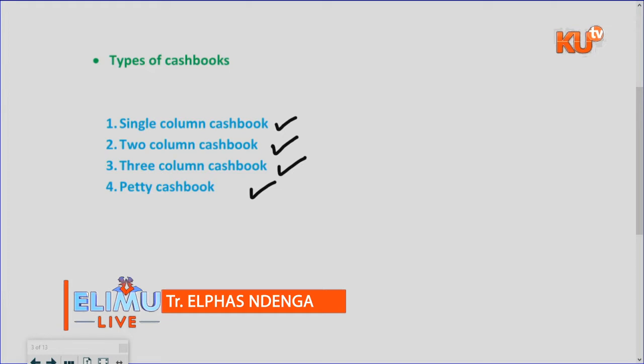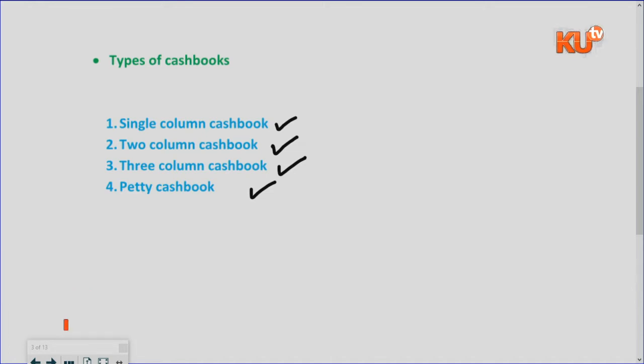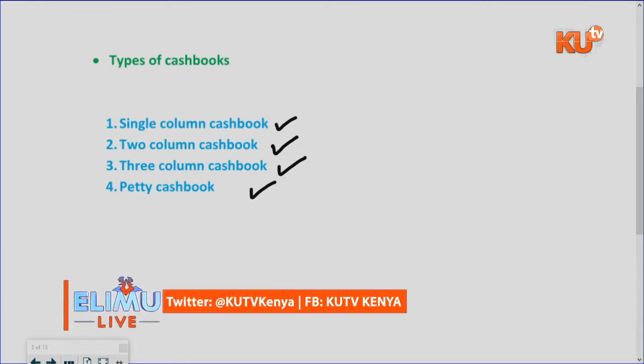Now we have 4 types to understand and discuss. We have the single column cash book, which we'll discuss in this topic. The 2-column cash book, we'll discuss in this topic. The 3-column cash book, we'll discuss in this topic. Now the petty cash book will be discussed in the topic we call source documents and books of original entry. That is the first topic in Form 4. So the first 3 we discuss in the last topic in Form 3, and the 4th we discuss in the first topic in Form 4.